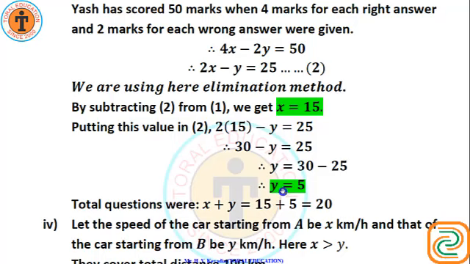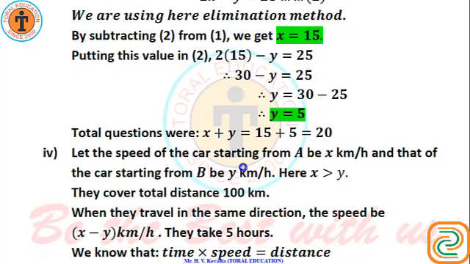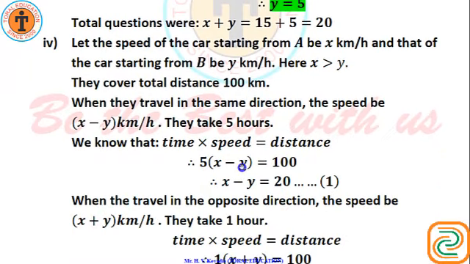y equals to 5. So how many number of questions were there? So total questions were x plus y equals to 15 plus 5, that is 20. Total questions were asked 20. Question number 4. Read the question in your textbook.